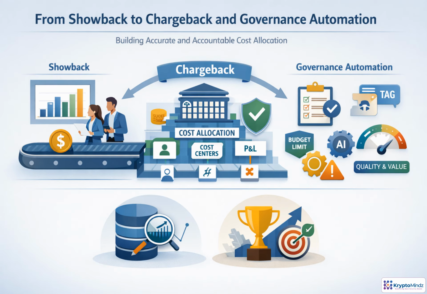Showback is the trust-building stage. Teams see what they consume and learn how costs are allocated, without immediate financial consequences. Chargeback raises the bar. Now costs affect budgets, cost centers, internal billing, or product P&L, so accuracy and agreement matter much more. That requires strong tagging, clear allocation rules, exception handling, and stakeholder sign-off. Governance automation helps enforce those rules continuously, flagging missing tags, unapproved models, budget thresholds, or unusual usage. But chargeback should never reward blind cost cutting. Pair it with quality and value metrics so teams optimize spend responsibly.